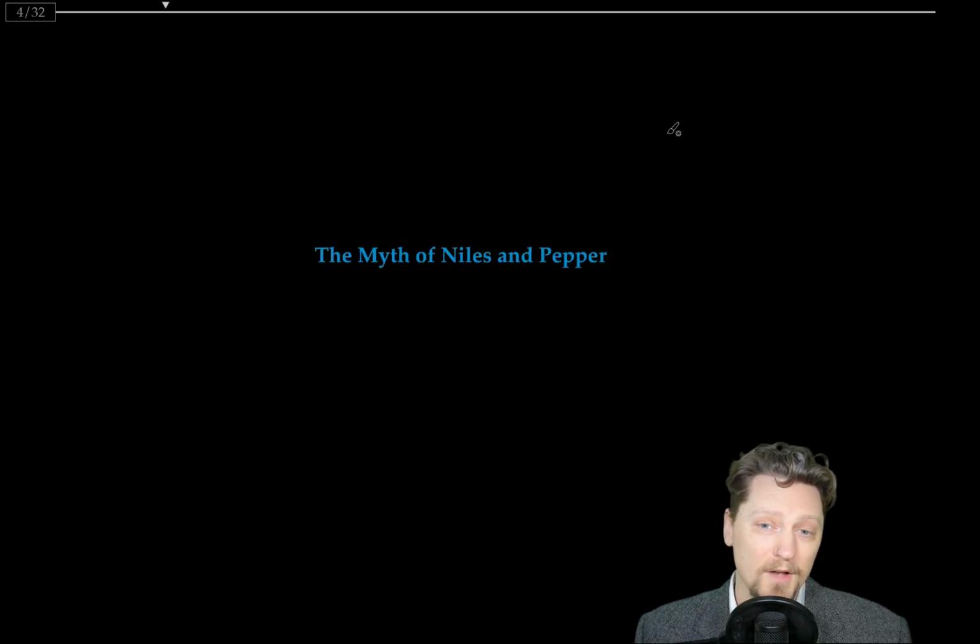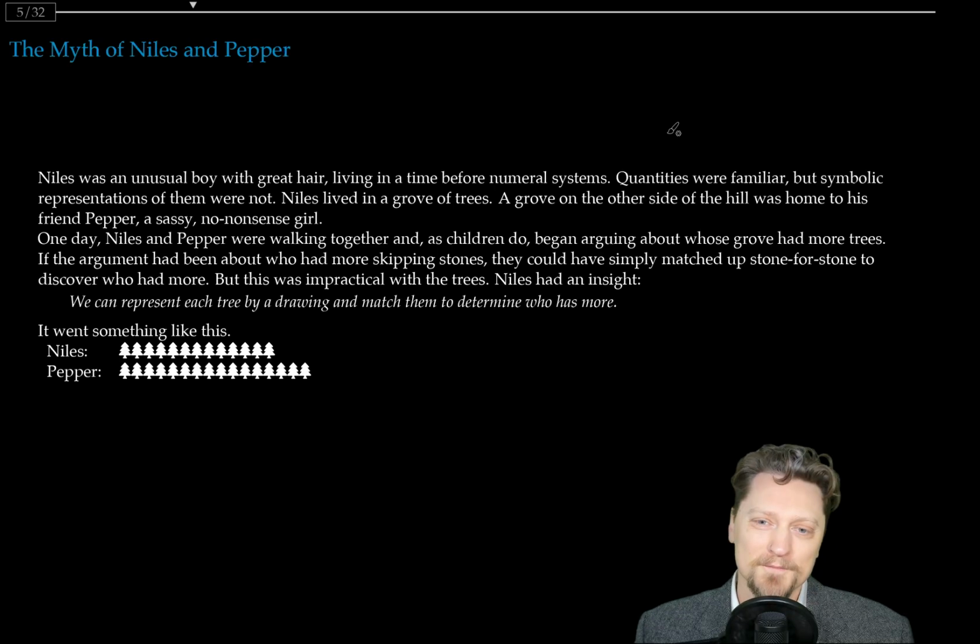The myth of Niles and Pepper. Two of my dogs, by the way. Niles was an unusual boy with great hair, living in a time before numeral systems. Quantities were familiar, but symbolic representations of them were not. Niles lived in a grove of trees. A grove on the other side of the hill was a home to his friend, Pepper, a sassy, no-nonsense girl.